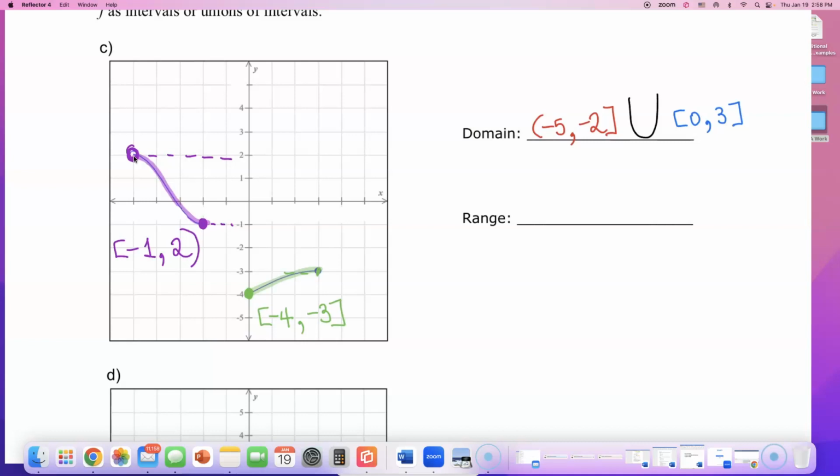Now that we read the range of each piece, we just put them together. Write the range of that green piece, put the union symbol, and write the range of that other piece, the purple one. And that's how you can read domain and range of this piecewise function.